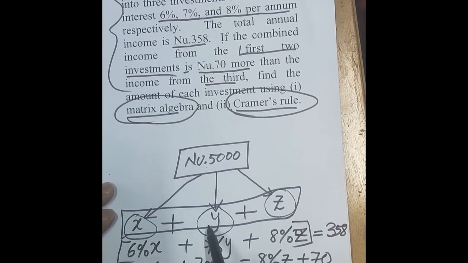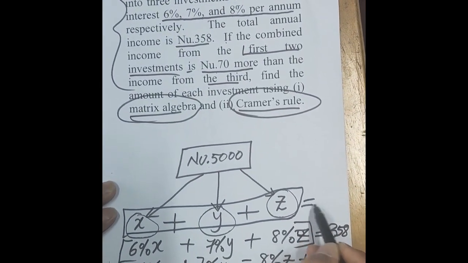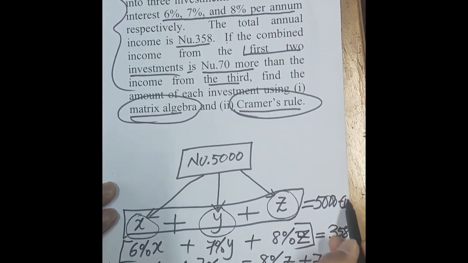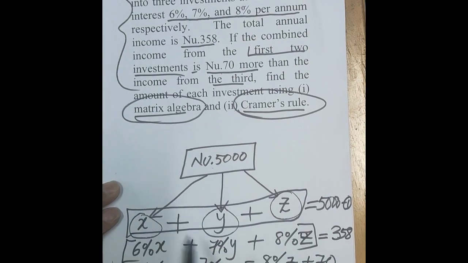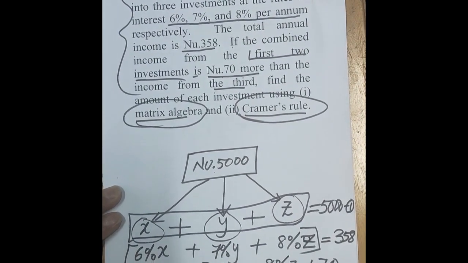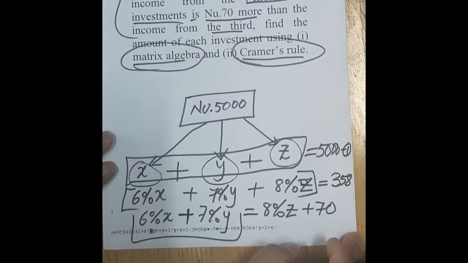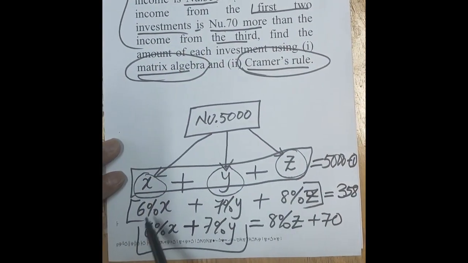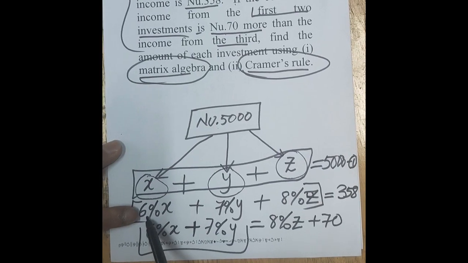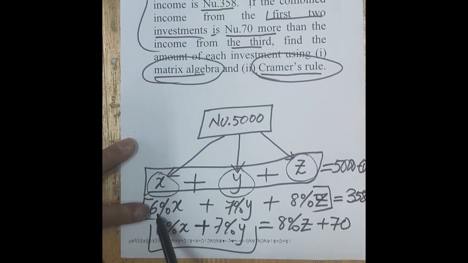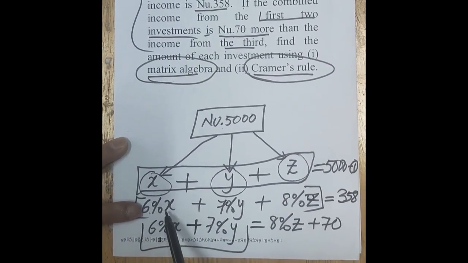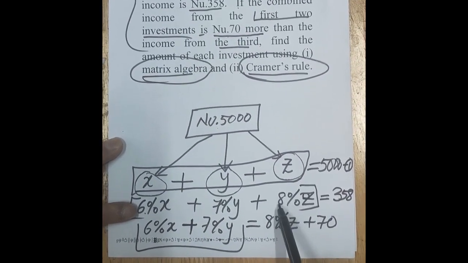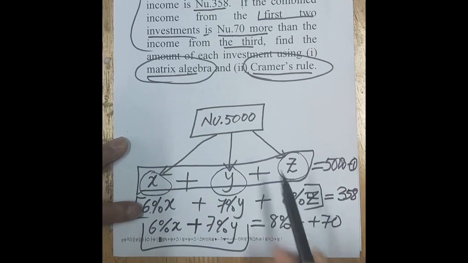Okay, this investment is done from the total amount of ₹5000. This should be our first equation. So since we have three variables, we should have three equations. And the second equation we obtain is that the three investments are given at the rate of interest 6% for the first investment, which is X, and 7% for the second investment, Y, and 8% for the third.